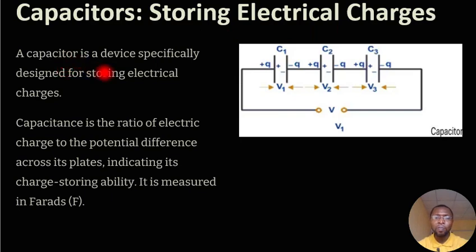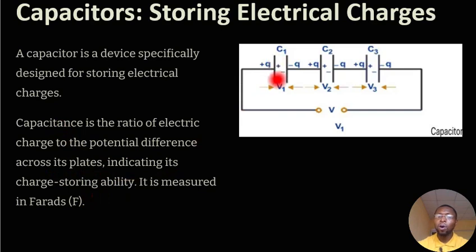So a capacitor therefore is a device specifically designed for storing electrical charges. Now, capacitance, we can say, is the ability of the capacitor to store charge, but in mathematical terms, we say capacitance is the ratio of electric charge to the potential difference across its plates. Okay, capacitance is measured in farad.